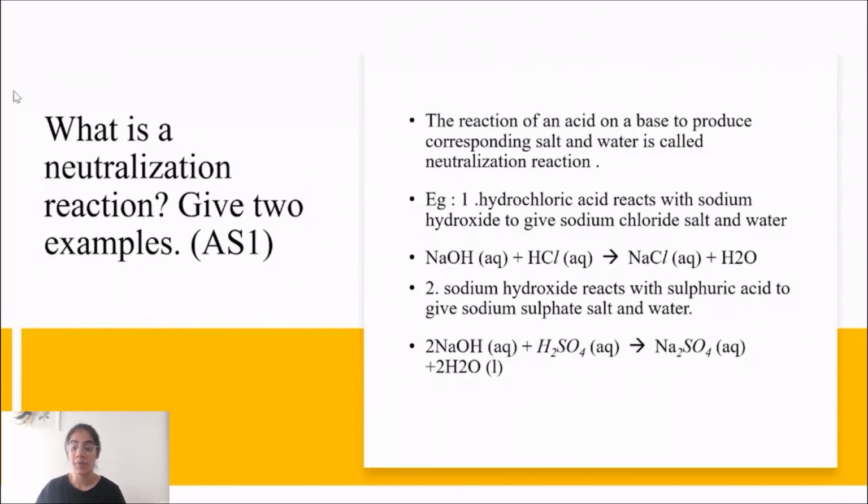Second one, sodium hydroxide reacts with sulfuric acid to give sodium sulfate salt and water. The reaction for the same being 2NaOH plus H2SO4 gives you Na2SO4 plus 2H2O. The reaction that you write needs to be in its balanced form. You cannot just write a plain chemical equation for the reaction and leave it there. It is highly recommended that you mention the physical states if you remember them. If not, at least remember to balance the equations when you're giving the examples.